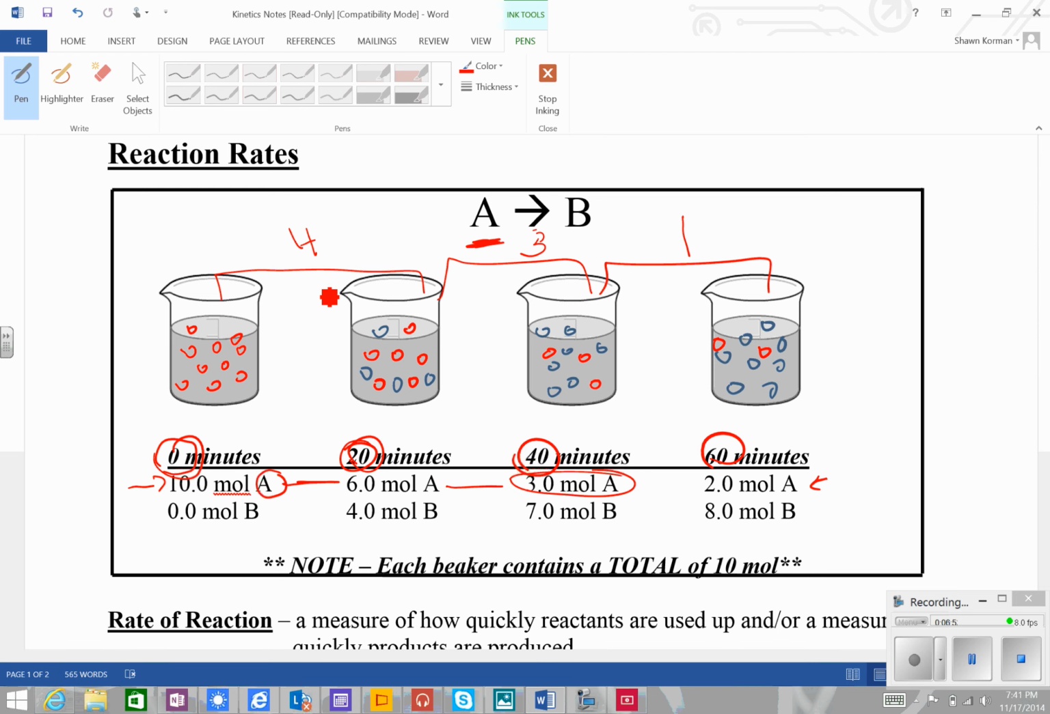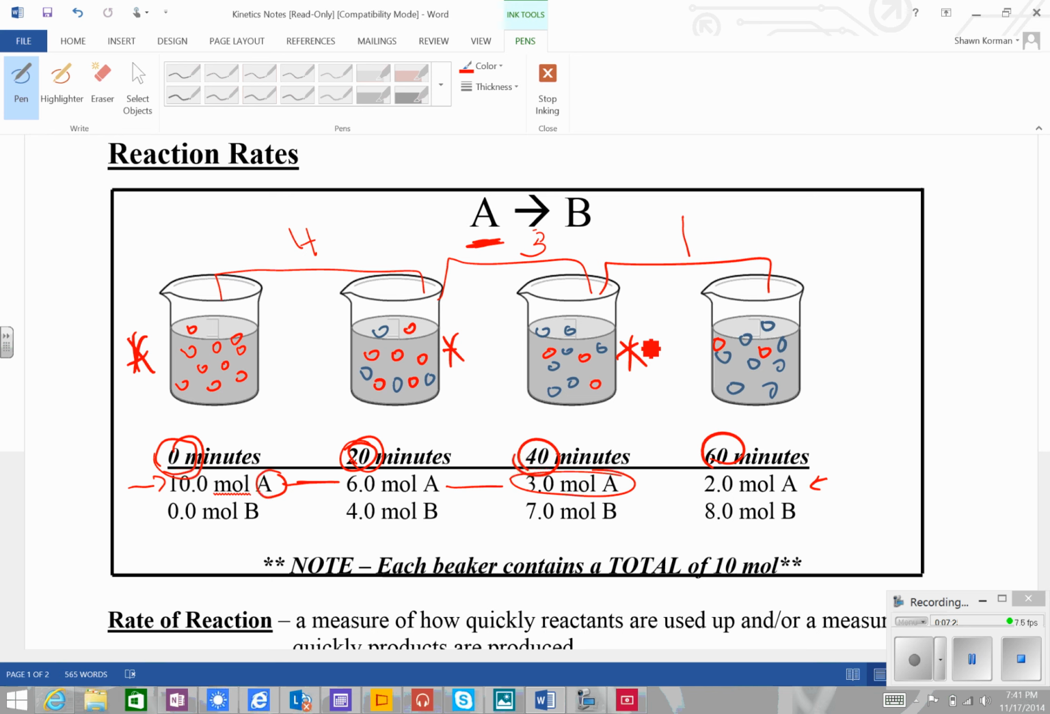If you look at the pictures, hopefully it becomes obvious to you. If you look in this first beaker here, you have tons of A. There's lots of red particles to bump into each other, and in order to react, they must collide. So you have tons of A to react with each other and to form product. As you go to this second beaker, you still have a decent amount of A to be able to react and become B. As you get here, it's getting harder to find another red molecule to react with.